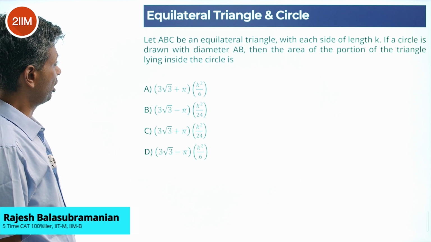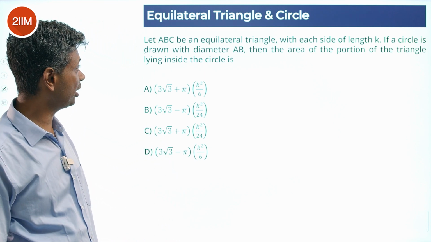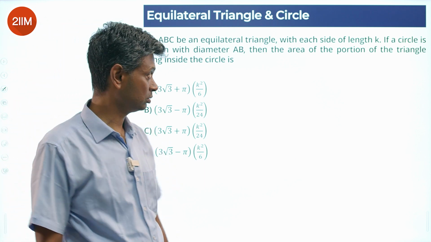Let ABC be an equilateral triangle with each side of length K. If a circle is drawn with diameter AB, then the area of the portion of the triangle lying inside the circle is... Okay.